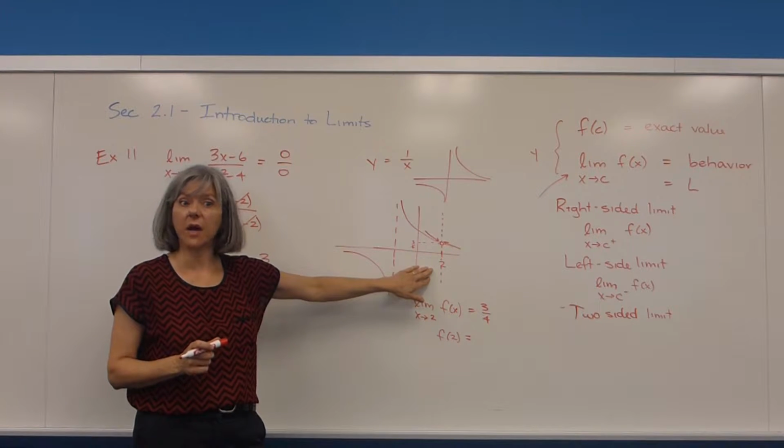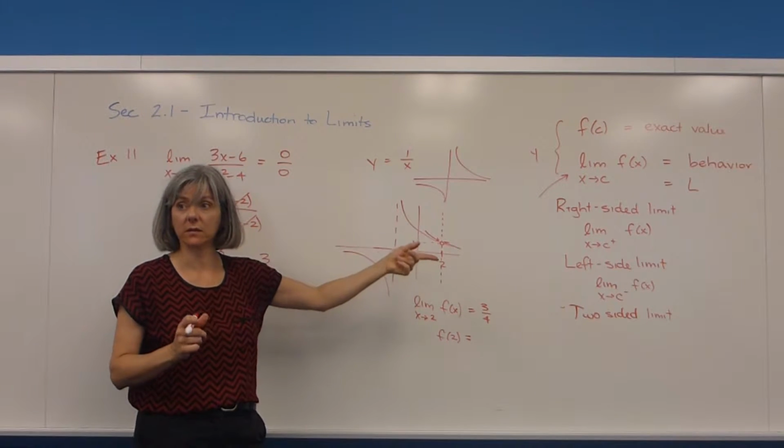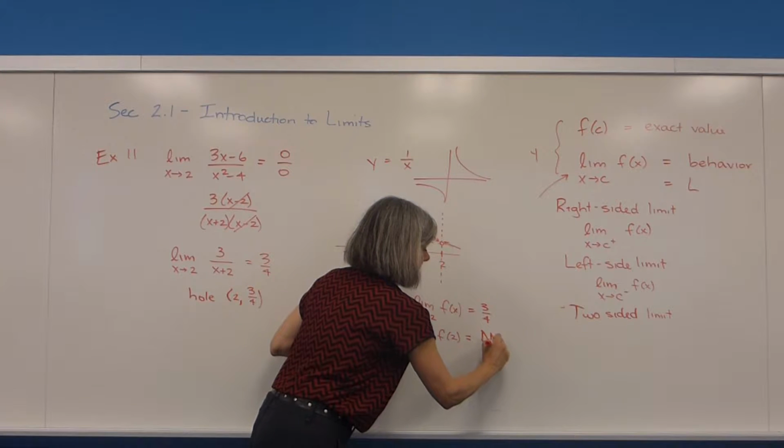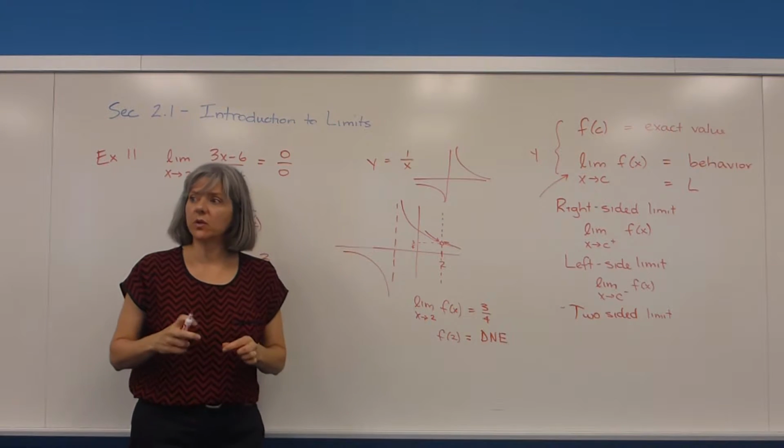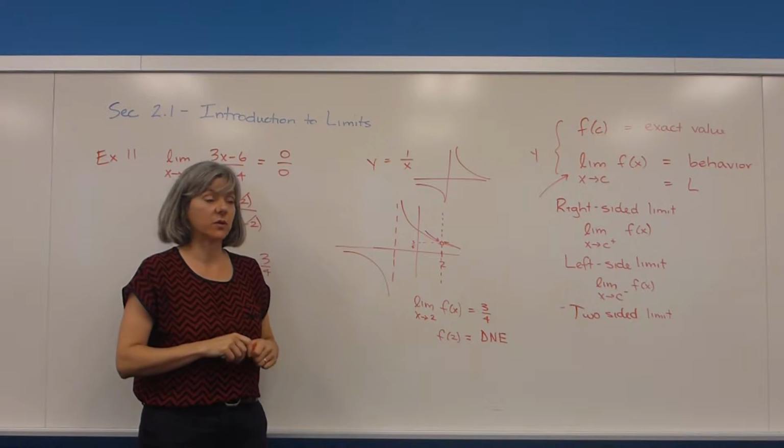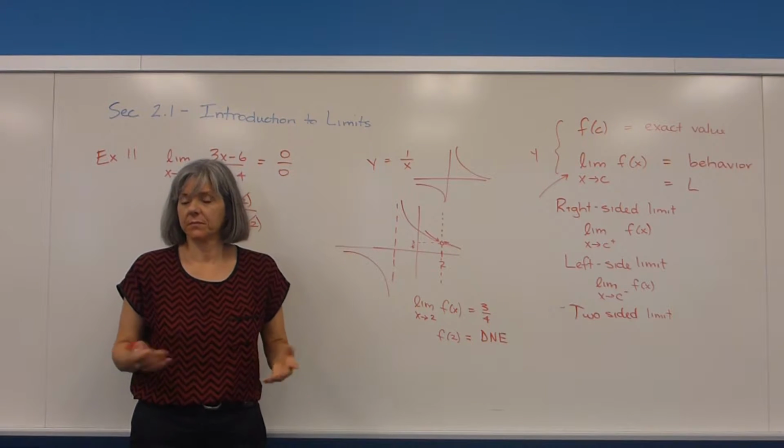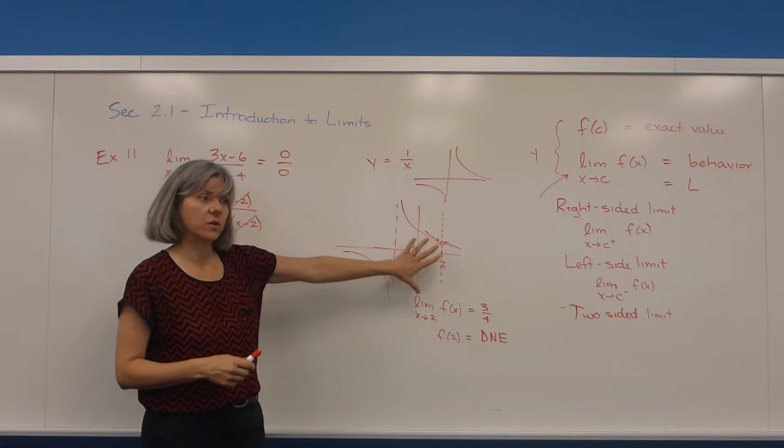Does not exist. F of 2 is not defined. There's no point there. So sometimes your limit equals your point, and sometimes there's no point there, or sometimes the point is totally somewhere else. So, yeah, we can do it graphically as well.